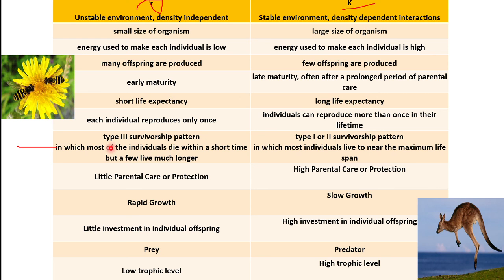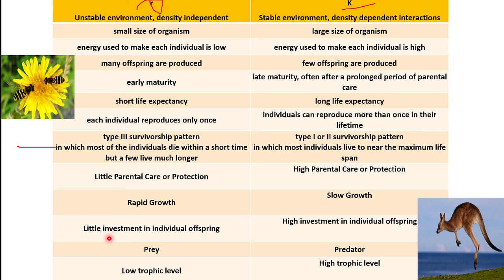Now here is one more important point on which a question can be asked in the exam, that is the survivorship pattern or survivorship curve. There are three types of survivorship curve: type 1, 2 and type 3. Type 3 survivorship curve is shown by r strategists, whereas 1 and 2 are shown by K strategists. Here you can see there is little parental care or protection. Here there is high parental care or protection. Then there is rapid growth. Here there is slow growth.